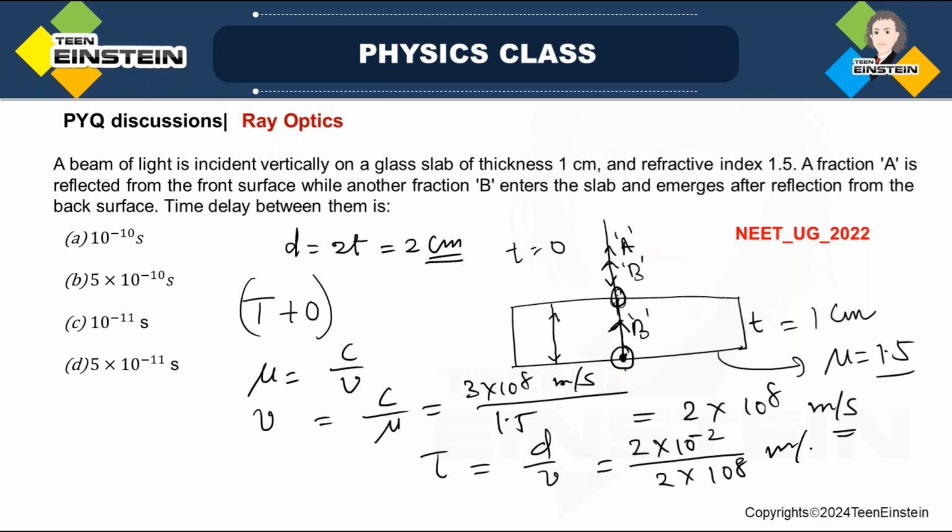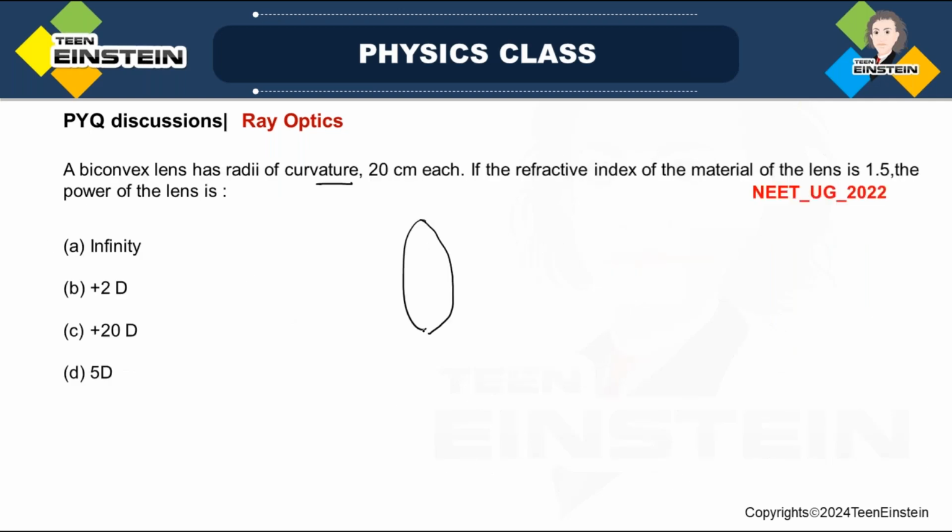So I have got the speed. Then how much time it takes to cross twice? That will be capital T is equal to d by v. d we have got 2 centimeter, that is 10 to the power minus 2, divided by 2 into 10 to the power 8 meter per second. So this 2 will cancel each other. This will be 10 to the power minus 10 second. So option A will be the correct answer for this question. Okay.